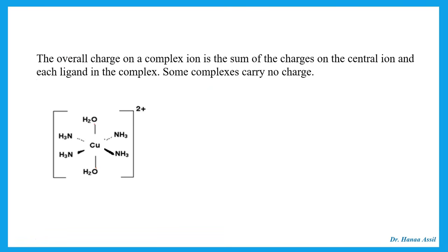Remember that the overall charge on a complex ion is the sum of the charges on the central ion and the ligands. So for example, here we have copper 2 plus. It is complexed to ammonia and water. None of them have any charge on them, so the overall charge of the complex is 2 plus.